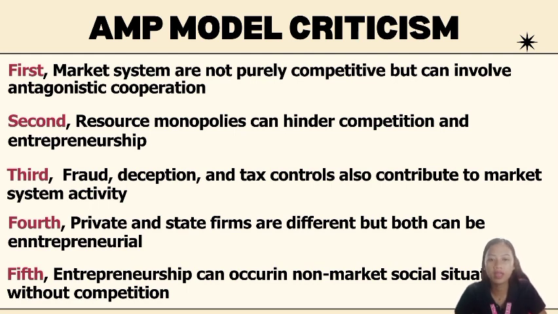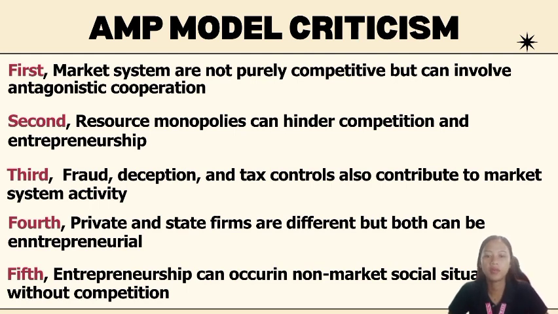So, this AMP model focuses on the role of entrepreneurs in the market. While the model has its strength, it has also received criticism. The first criticism is that market systems aren't always purely competitive. They can involve both cooperation and competition. It argues that the AMP model assumes a completely competitive market where everyone works together. But in reality, market systems can have elements of cooperation and competition at the same time. So this criticism suggests that the model oversimplifies the complexity of real-world markets.